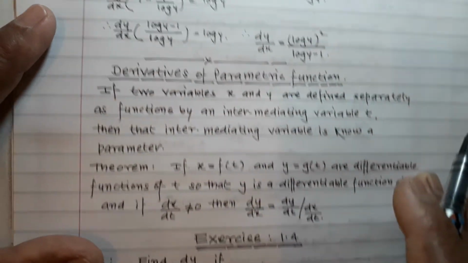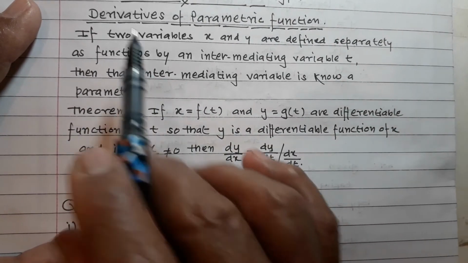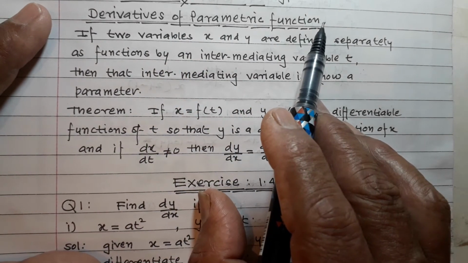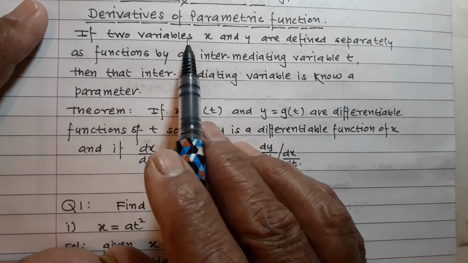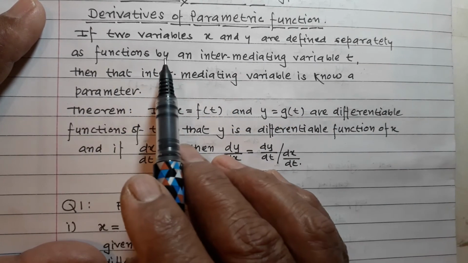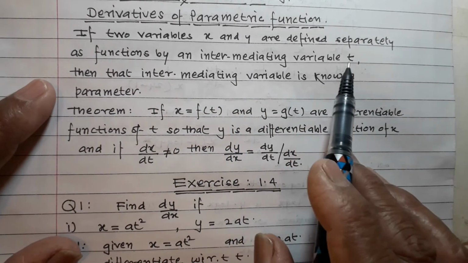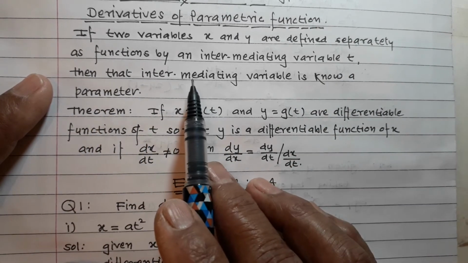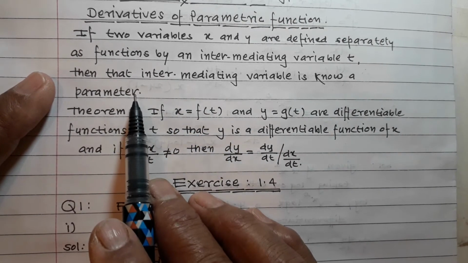Okay. Now in this lecture I am going to explain one new topic, that is derivatives of parametric functions. Now you try to understand what are parametric functions. If two variables x and y are defined separately as functions by an intermediating variable t, then that intermediating variable is known as parameter.